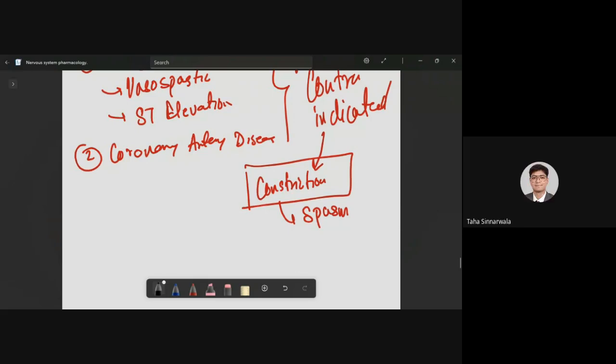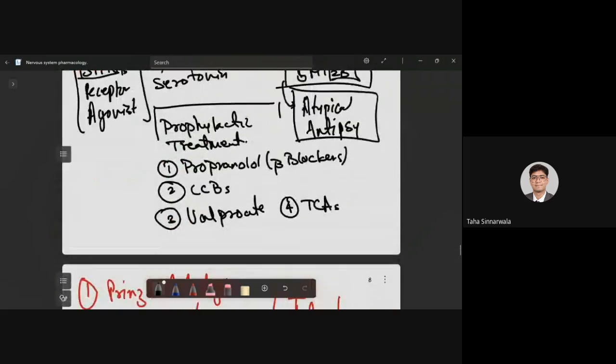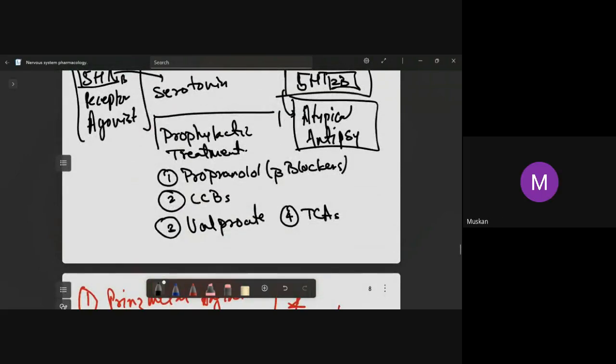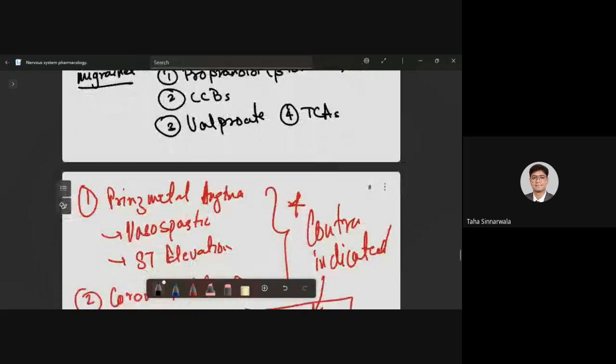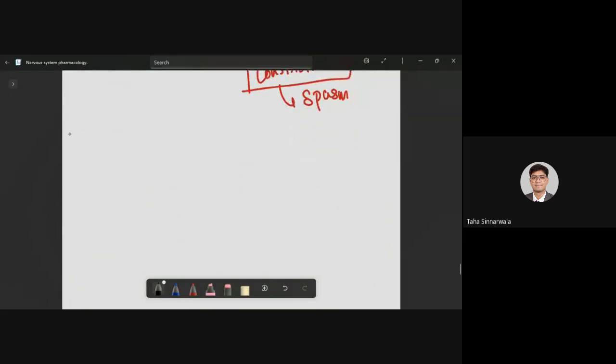You just talked about the triptans and then you talked about the prophylaxis where you said propranolol, calcium channel blockers, valproate. So I want to know whether these medications are for the prophylaxis of migraine. Yes. Prophylaxis for migraines. Okay, thank you. Oh, I'll write this a little better. So we have migraines. Okay. So we'll end this here for triptans.